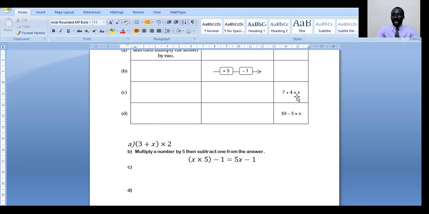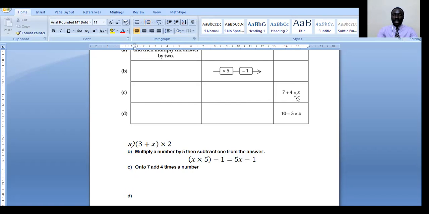Or we could also say onto 7, add 4 times a number. That is, on top of 7, what are we going to do? We add 4 times a number.